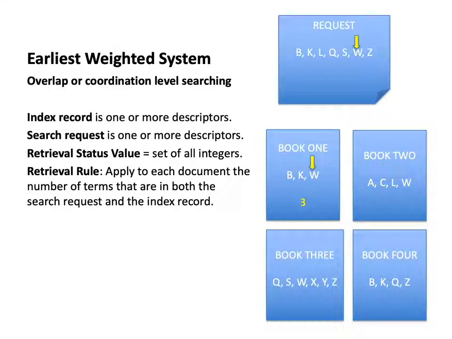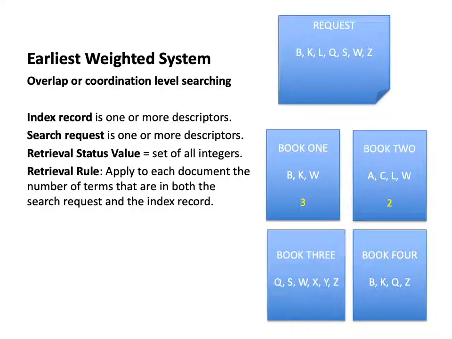If we go to book 2, we won't go through it step by step, but we can see it doesn't have B or K, but it has L and it has W. That's all, so it has 2. Book 3 has an overlap of 4 items. It has S, W, Q, sorry, I skipped Q, and Z, so for a total of 4. Book 4 has 4, but they're different, B, K, Q, and Z.